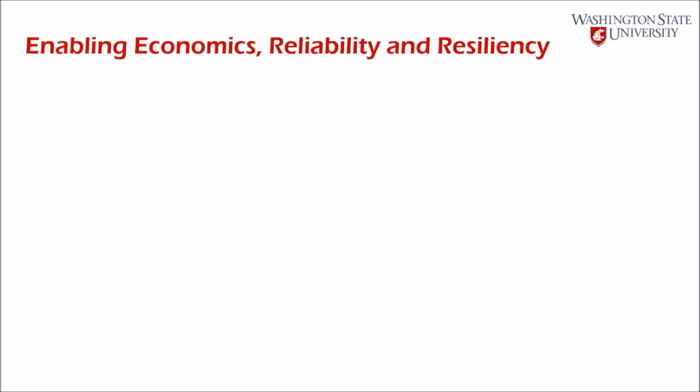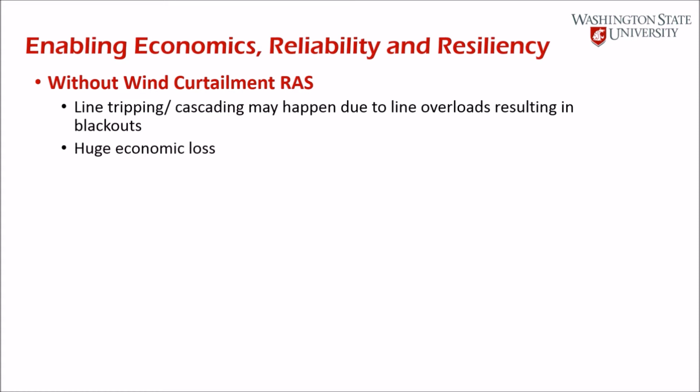Overall, with RES applications developed using the RIAPS platform, we enable economics, reliability and resiliency on the smart grid. In this video, we demonstrate the minimal wind curtailment RES application running on the RIAPS platform. Without proper RES control, the system may be subject to line tripping, or even cascading. This might eventually result in blackout, and society will encounter economic loss.